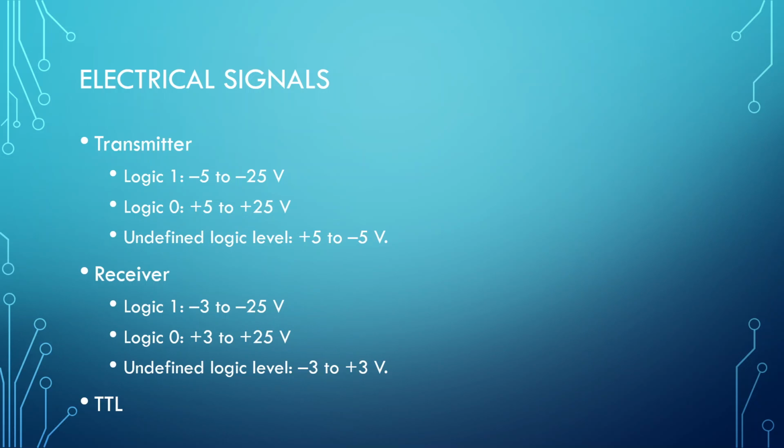Now, on the receiving side, this is the part that I find interesting. Notice the receive logic level 1 is not -5 volts, it's -3 volts. You'd be like, you're sending me -5, why do I accept it now at -3? Actually, signals, as we send them over electrical wire, we lose energy.